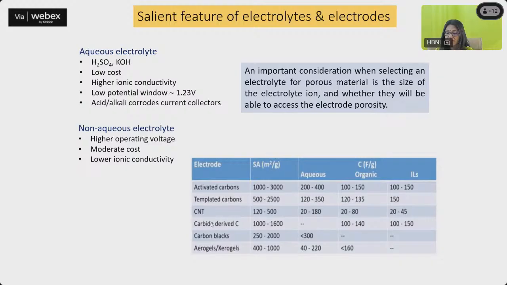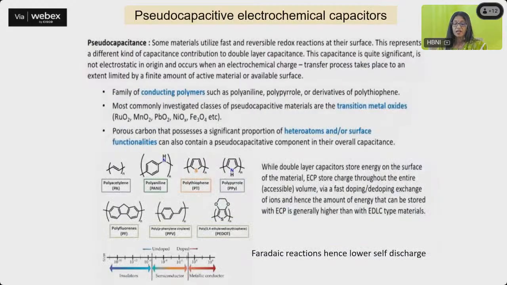Whereas if you have carbide-derived carbon, in that case, whether you are using an organic or ionic liquid kind of electrolyte, what you find is that the capacitance value remains more or less the same. So for every type of material, you need to check it. If you are changing the electrolyte, you will find the capacitance can either improve or it can go down. So this is a very active field of research.